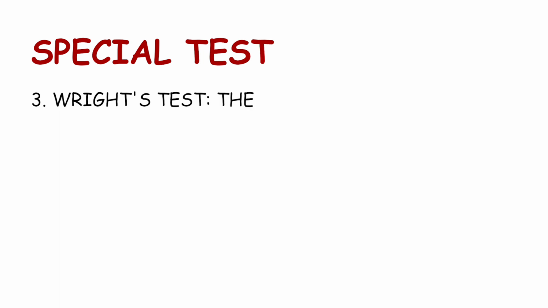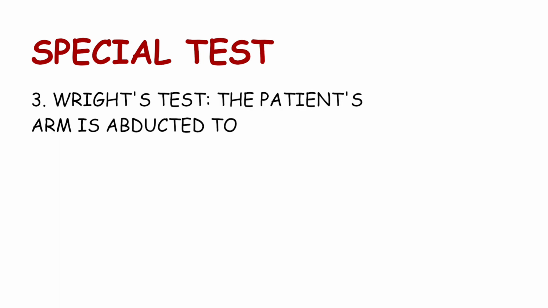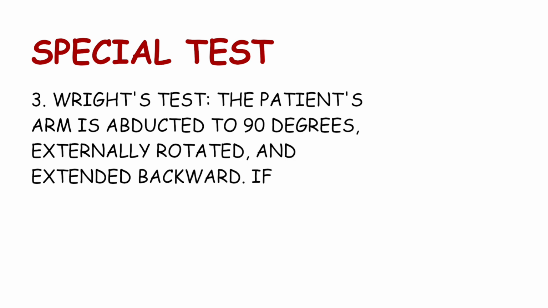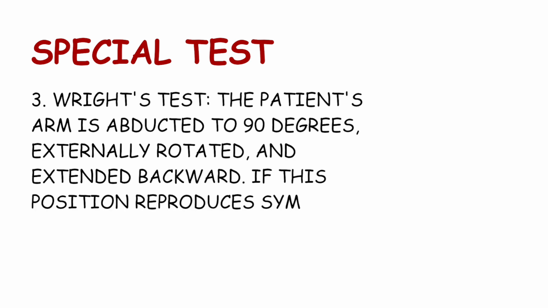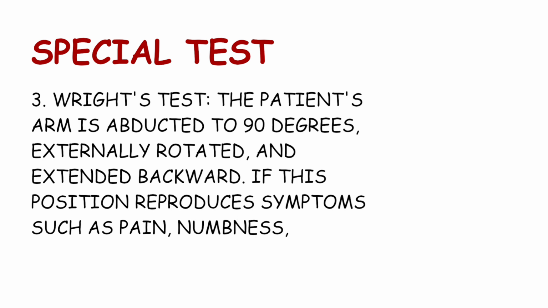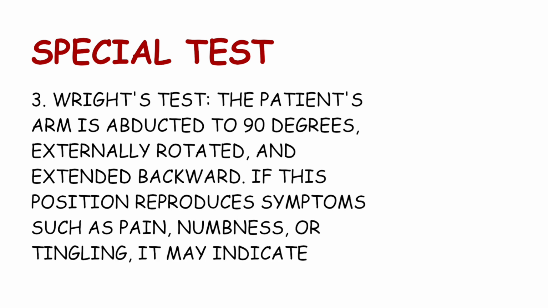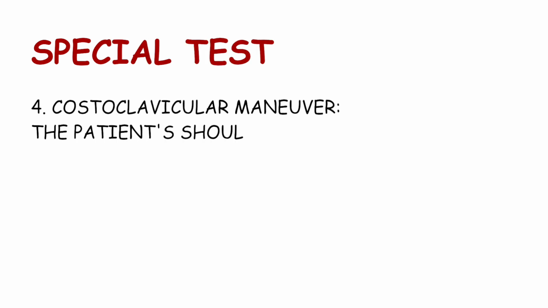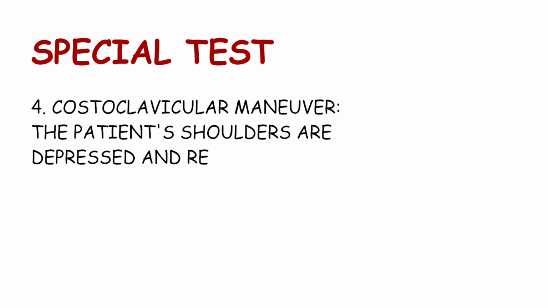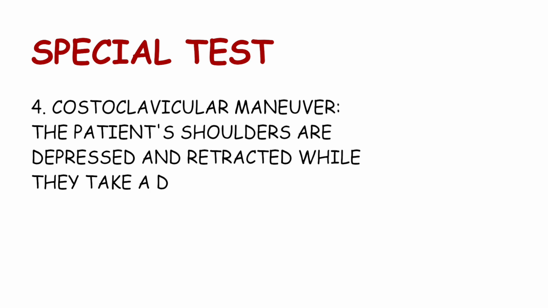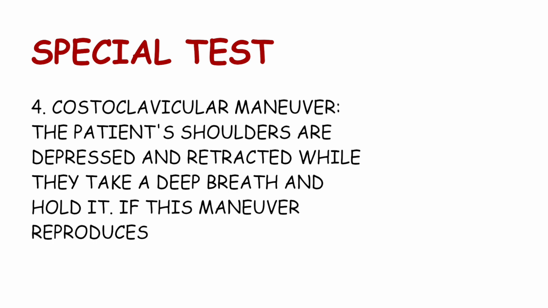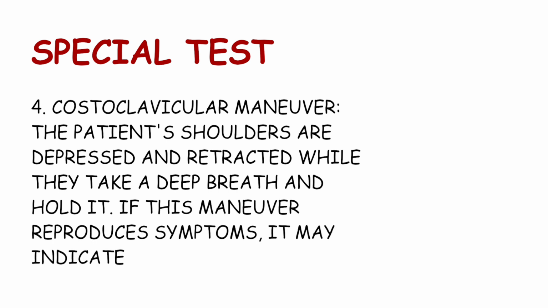3. Wright's test. The patient's arm is abducted to 90 degrees, externally rotated, and extended backward. If this position reproduces symptoms such as pain, numbness, or tingling, it may indicate TOS. 4. Costoclavicular maneuver. The patient's shoulders are depressed and retracted while they take a deep breath and hold it. If this maneuver reproduces symptoms, it may indicate TOS.